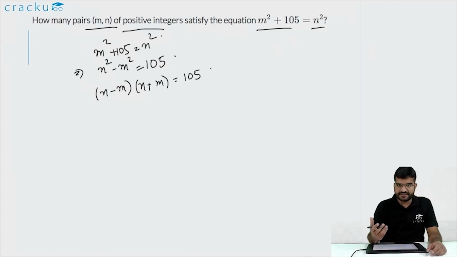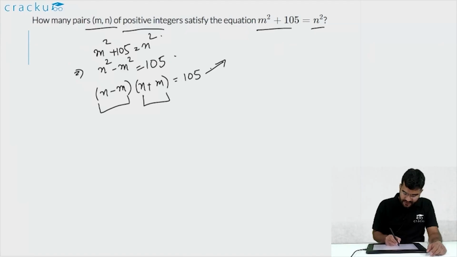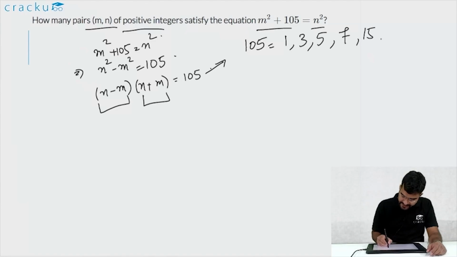Now here you should understand that because n and m are positive integers, n − m is also a positive integer and n + m is also a positive integer. In that case, we'll just do the factorization of 105 and then try to see which pairs match up. So all the factors of 105 are 1, 3, 5, 7, 15, 21, 35 and 105.